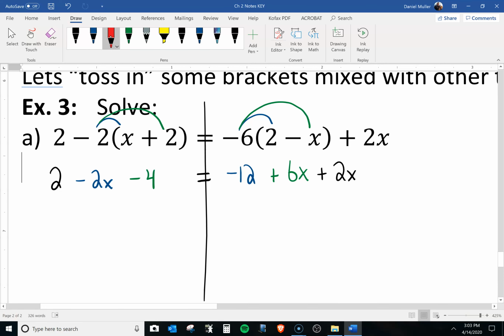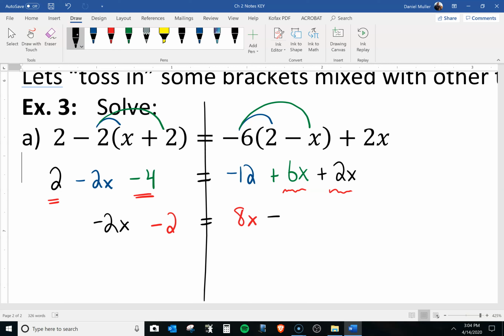After that, we want to combine like terms. So on the left side, there's a 2 and a -4. 2 and -4, if you put them together, is a -2. And I'm going to write this -2x. That just gets carried down. Notice that I wrote the x first and then the number. I always like to do that. Now, I'm also going to see that there's some like terms here. 6x and 2x would be an 8x, and I'm going to write that first. And then I'll write down the number, a -12. So step number 1, that was the bracket. Step number 2, that was the like terms.